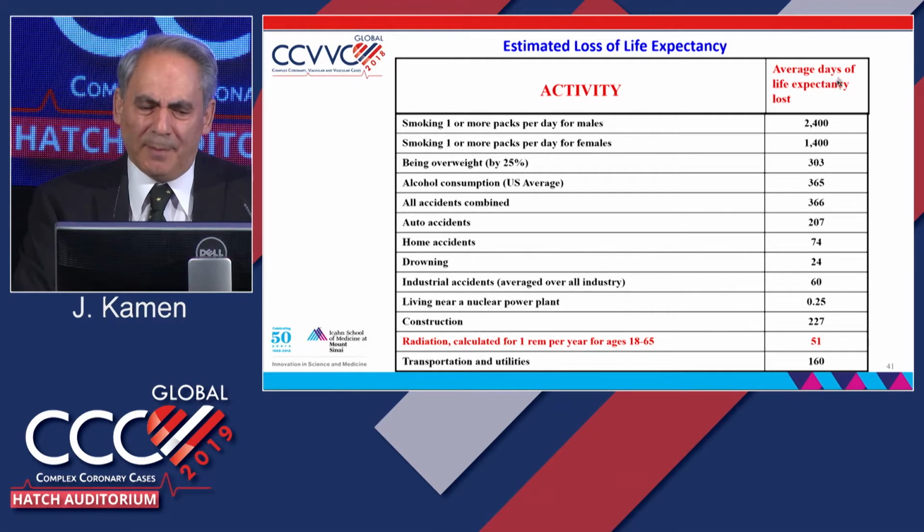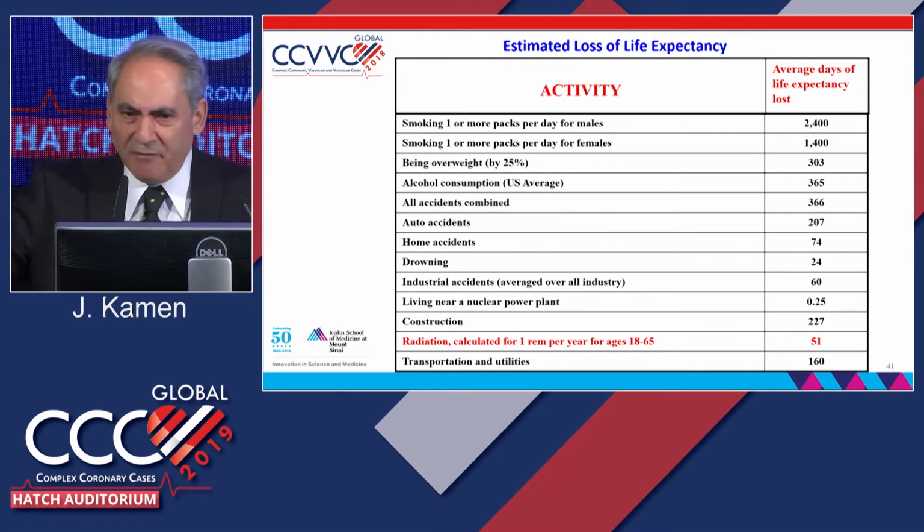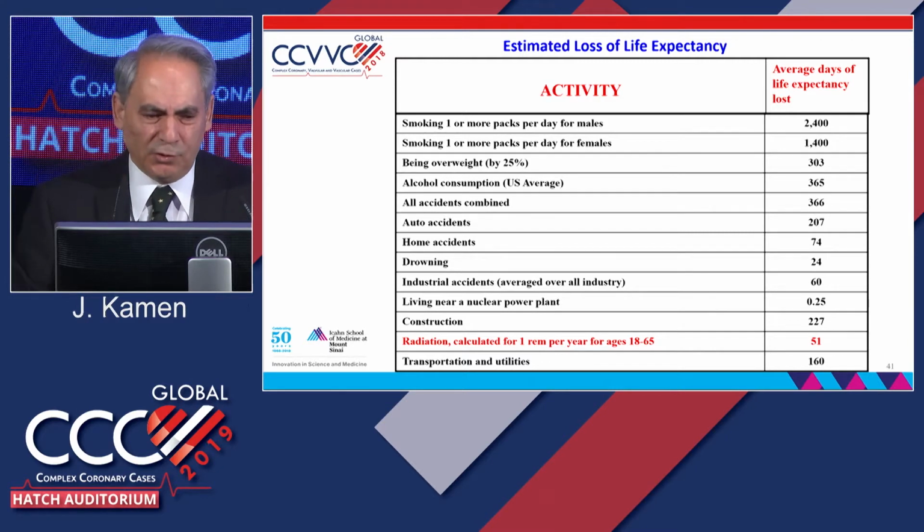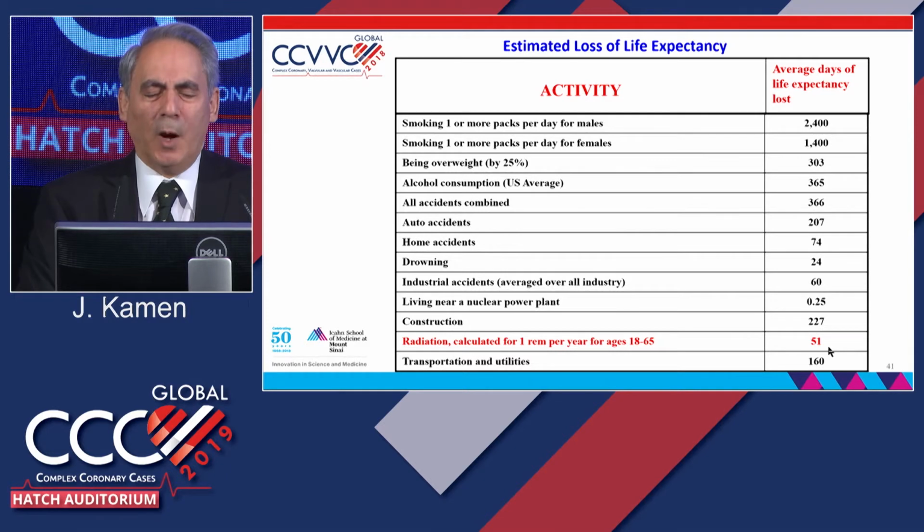Also, I wanted to give you some risk expectancy. Anything you do in life gives you risk. If I cross the street from this side to the other side, I have a risk of getting hit by a car. So here, smoking one pack of cigarettes, if you are a male, you lose 2,400 days of your life. If you are a female, you lose 1,400 days of your life. If you work in a nuclear reactor and you get 1 rem per year, from 18 years of age to 65, you lose 51 days of your life.